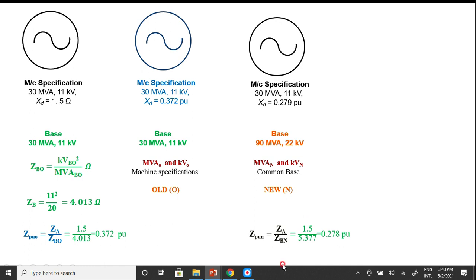Now I am writing the equation for Z per unit new. Like Z per unit old, it is ZA divided by ZBN. Then what I am doing here is taking the ratio of the per unit value of new to Z per unit of old, that is Z per unit new divided by Z per unit old.